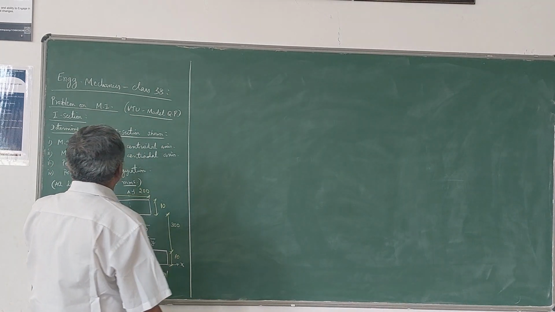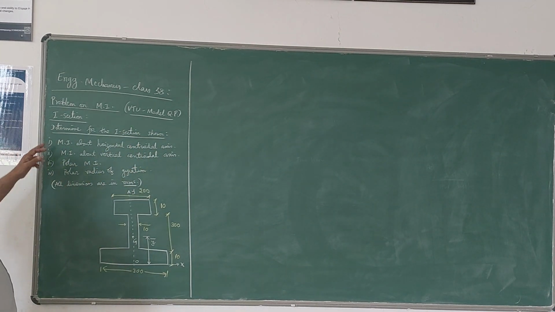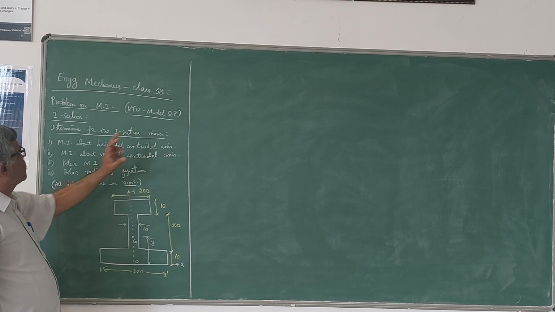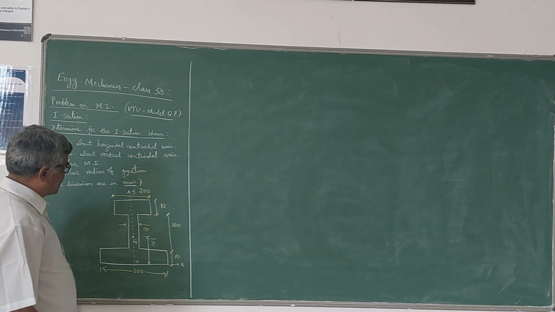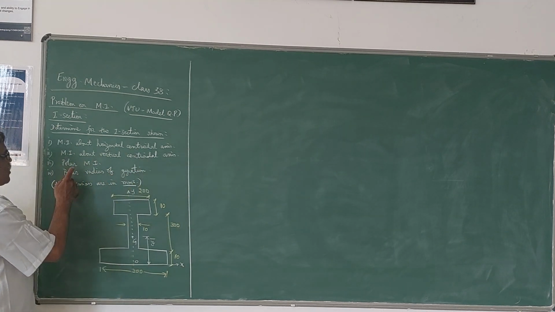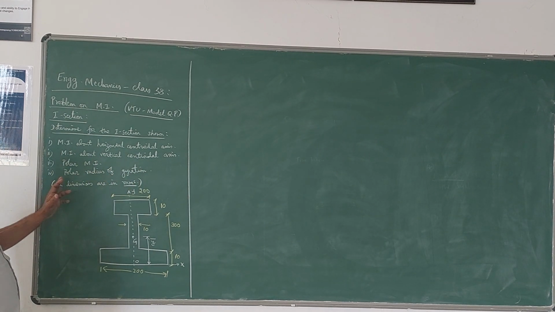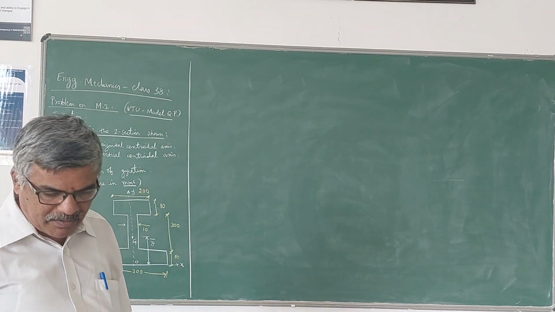So here it is a VTU Model QP problem. An I section has been given. Determine for the I section shown: number 1, moment of inertia about the horizontal centroidal axis, moment of inertia about the vertical centroidal axis, polar moment of inertia, and polar radius of gyration. And of course, the dimensions are given in millimeters.